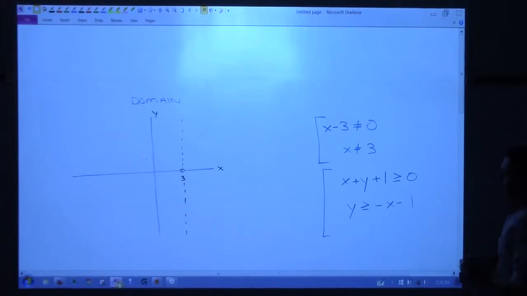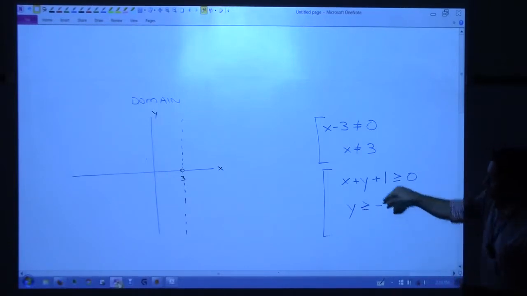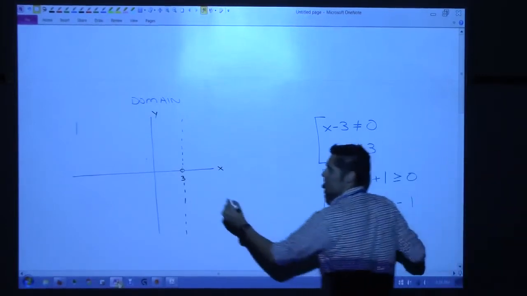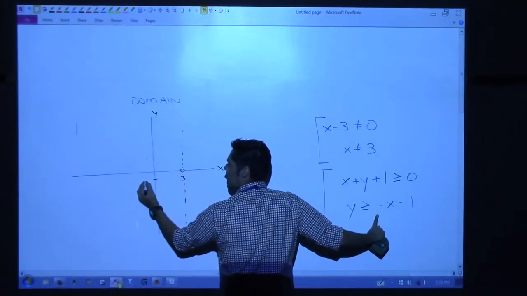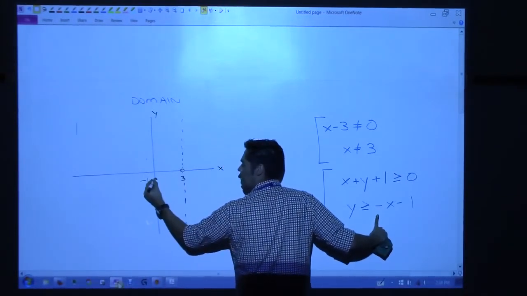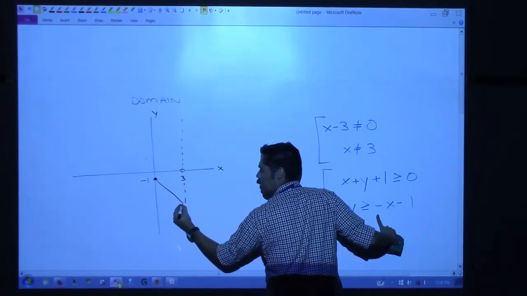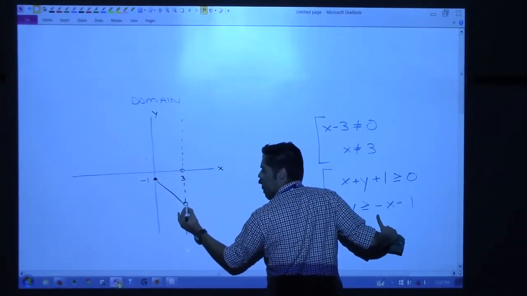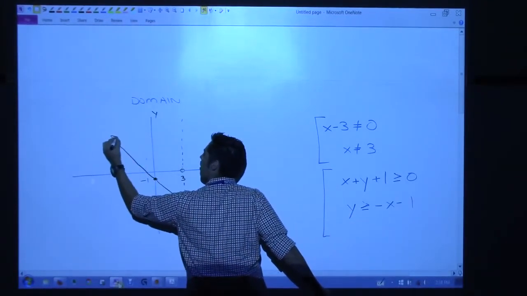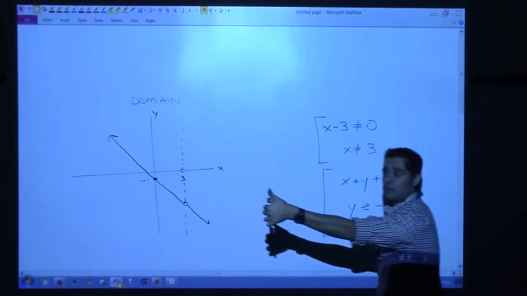Then it's okay to have this line, right? If I make that an equals, it's okay to have that. Let's graph that. It would have a y-intercept of -1 and a slope of -1. So it would go something like this, and it would, of course, not go through there, and then go this way. So that line is okay to have, yes?